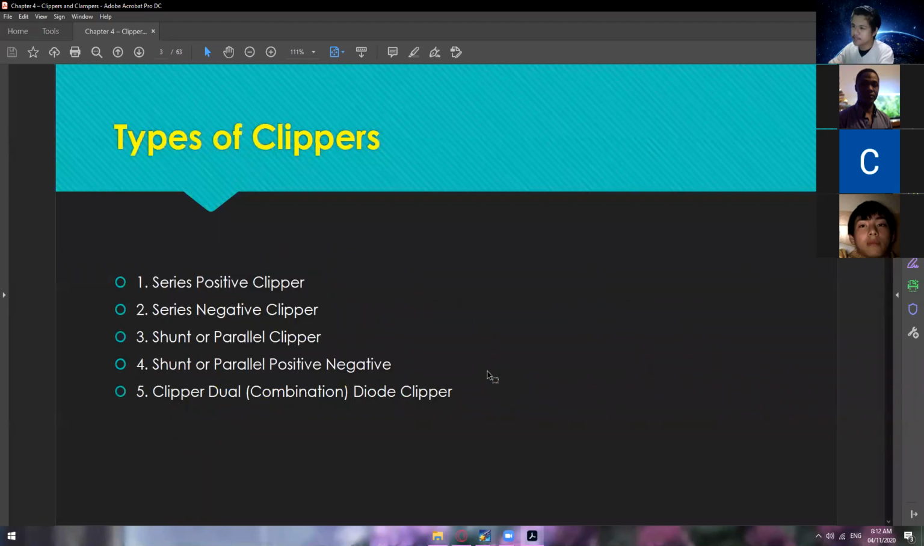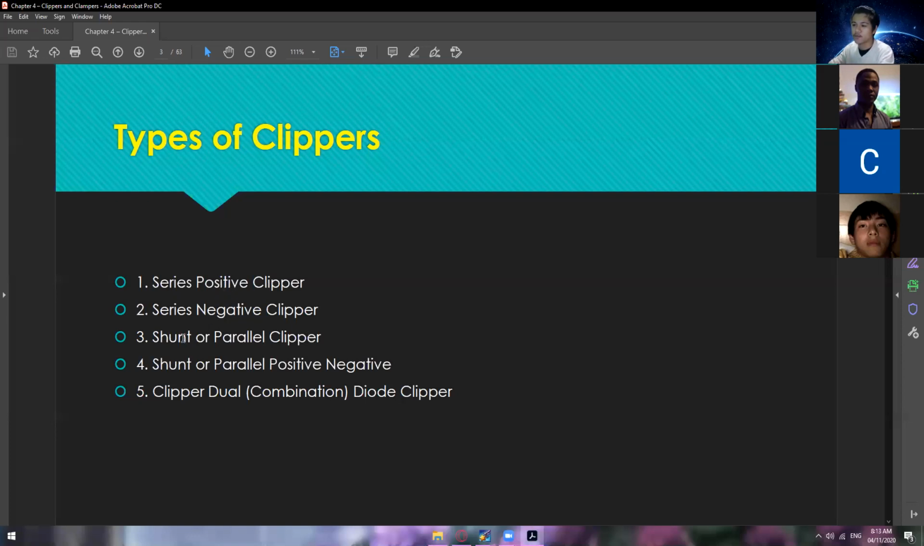All right. So first, you need to know what the types of clippers are. We have the series positive clipper, which clips the positive side, which only shows the negative side. And then the series negative clipper is the opposite of that one, of course. So the negative clipper clips the negative. It removes the negative. And then number 3 is the shunt or parallel clipper. Mostly they call this one shunt clipper, but in layman's terms, this one is just a parallel clipper.